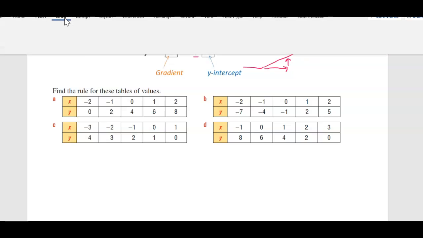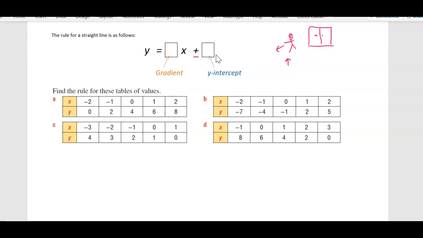Anyway, I'm going to get rid of that because that's a terrible drawing. But that's basically what a gradient means. We're no longer on flat ground. We're either going up or down.